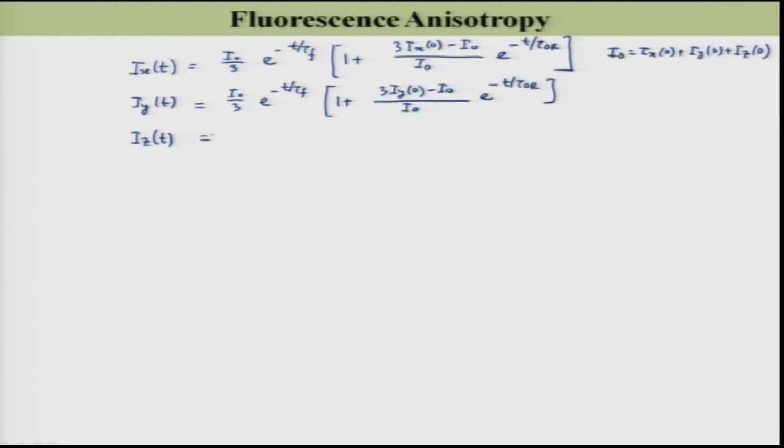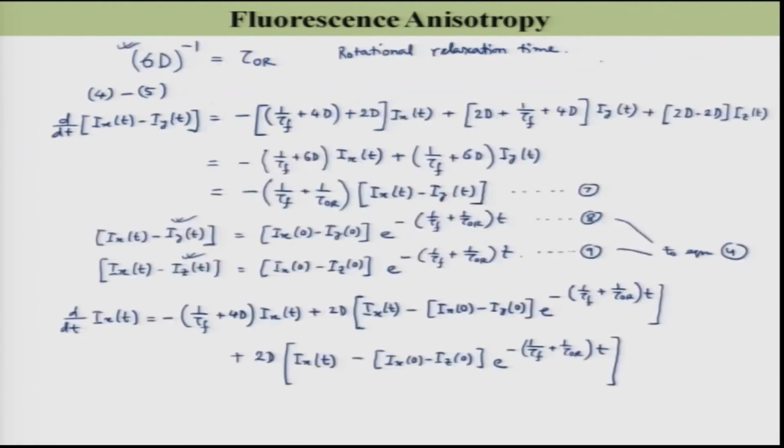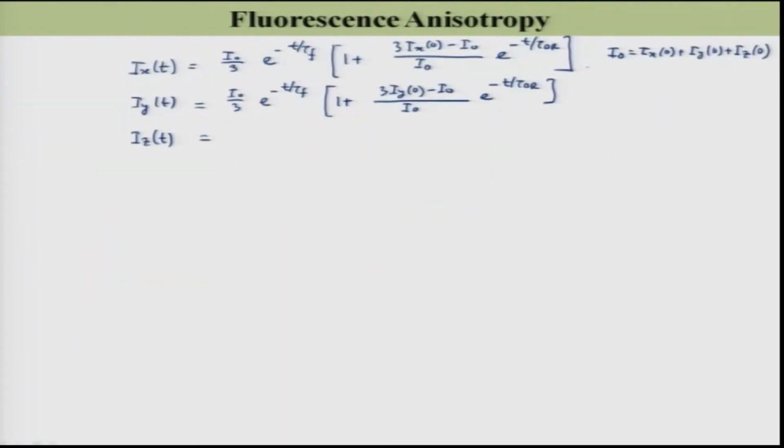Here you will get, let me name it, I have this is 8, 9, this is 10, then this is 11, this is 12, this is I0 by 3 e to the power minus t by tau f, 1 plus 3 (Iz0 minus I0) by I0 e to the power minus t by tau r. This is my 13, right.